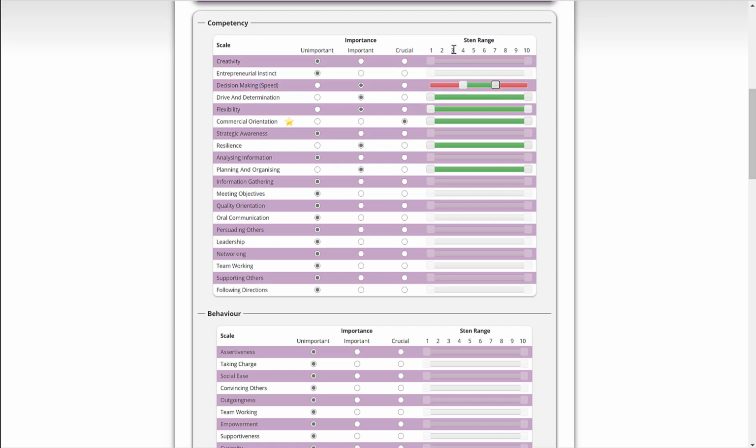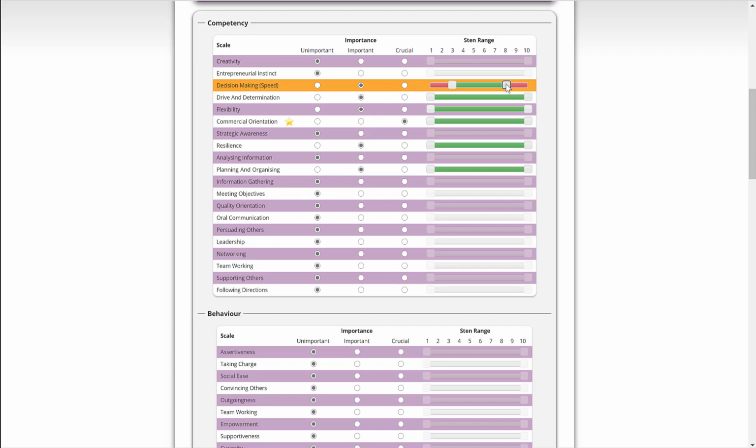So 1, 2, and 3 are the lower scores, 8, 9, and 10 are the higher scores. 1 and 10 are considered to be the extremes. So if I was looking for somebody with average decision-making speed, I would set these sliders at 4 to 7. If I was okay accepting people with slightly below average to slightly above average, then I would set the sliders at 3 to 8, and so on.